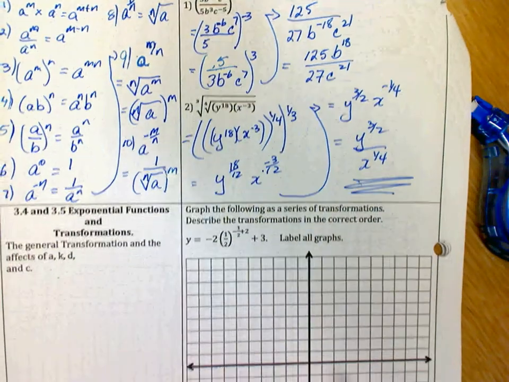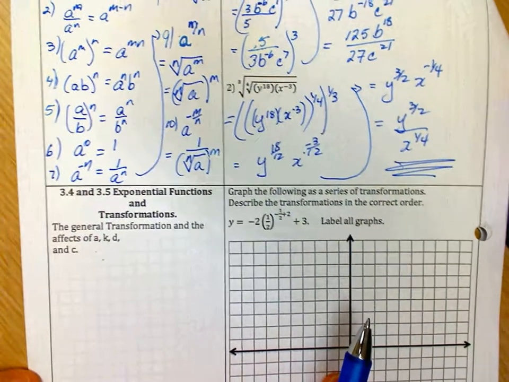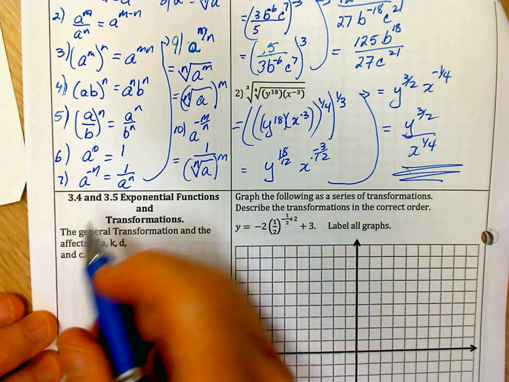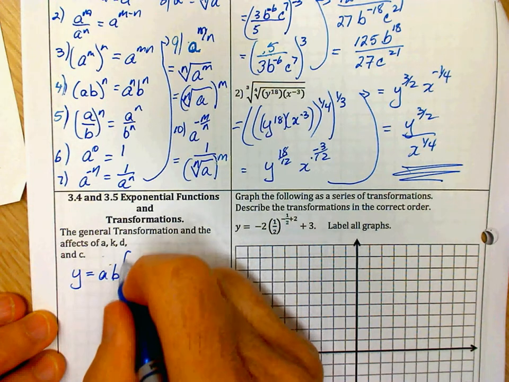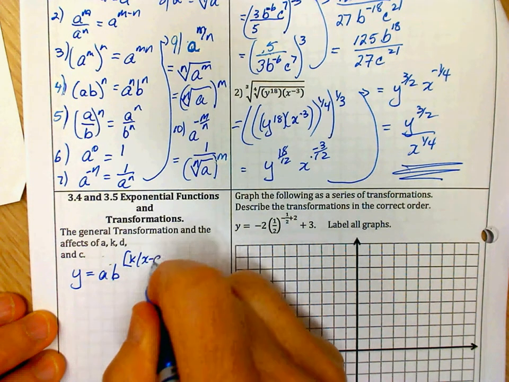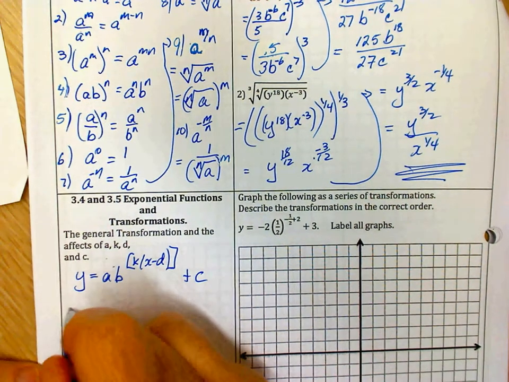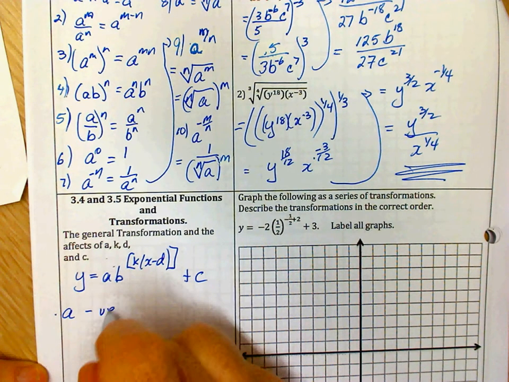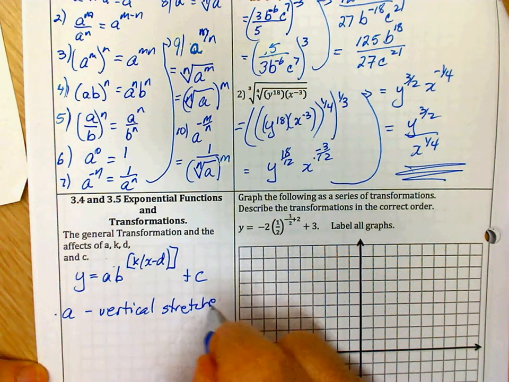Let's look at exponential functions and transformations. Let's just review this first, very briefly, as you have a more detailed review in Unit 3. When we have an exponential function in this general form here, k x minus d plus c. Remember that a has to do with vertical stretches or compressions.